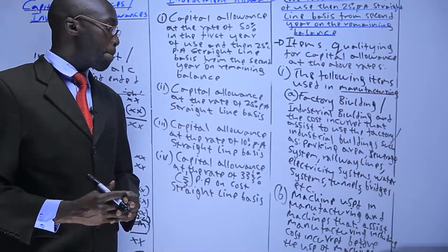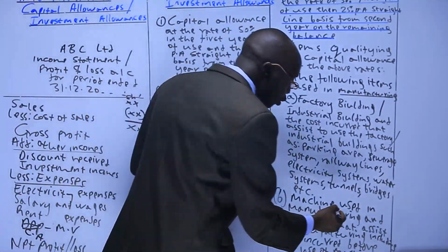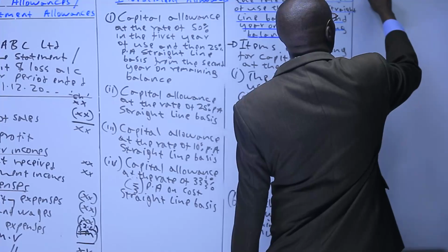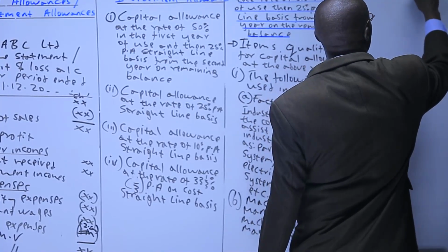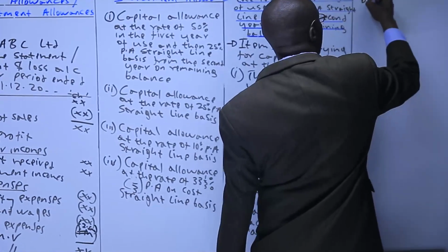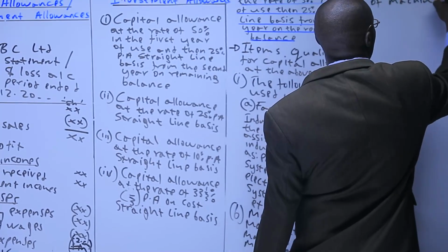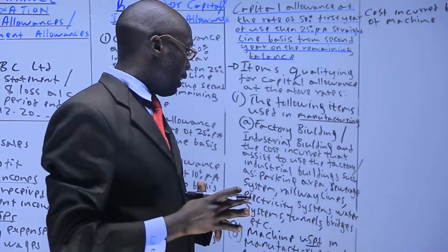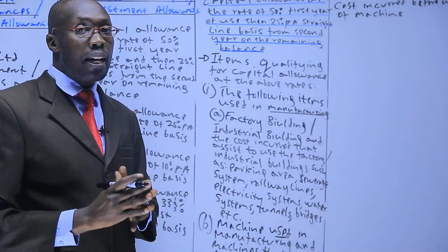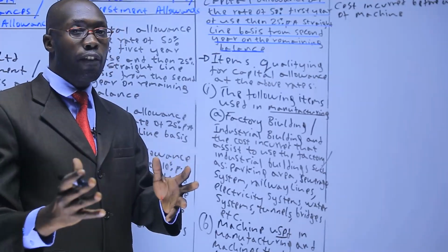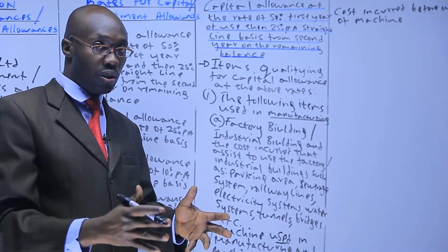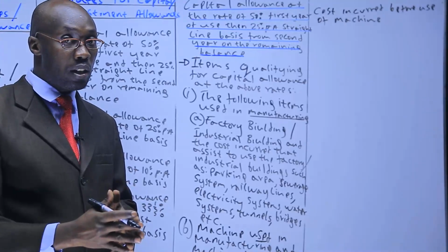So we are saying those machines that are used in manufacturing, including costs incurred before use of machine. The key things are these ones. Machines used in manufacturing, although I'm going to list them in a while. But here we are talking about machines used in manufacturing, like a processing machine. A processing machine is used to convert the raw material into the finished goods. That is one of the machines that is used in manufacturing.